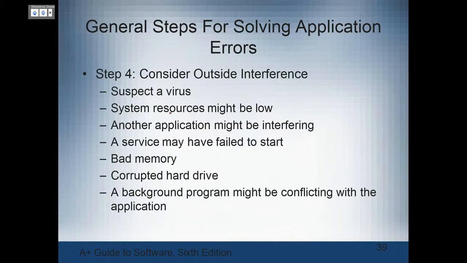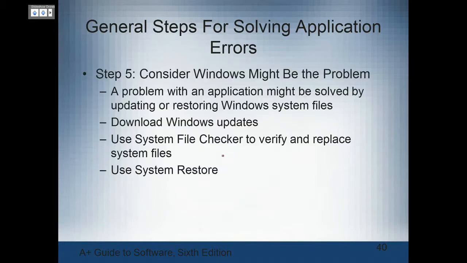Outside interference: we've got viruses, malware, all those other things, bad memory, corrupted hard drive. A number of these things, bad memory and corrupted hard drive, we should be able to test with the things that we have. Check disk, defrag, except for SSDs, may help you in some of these situations with the disks. Bad memory, the memory checker should help you out there.